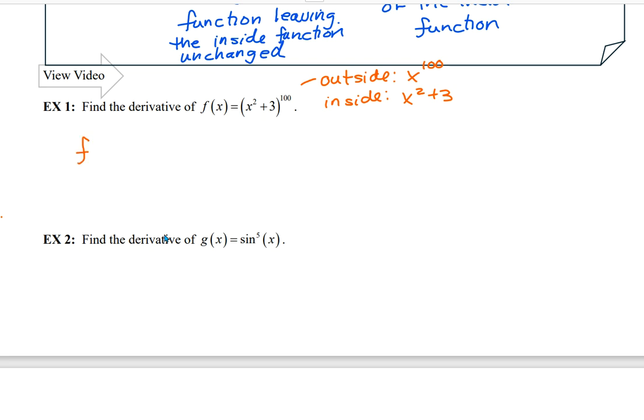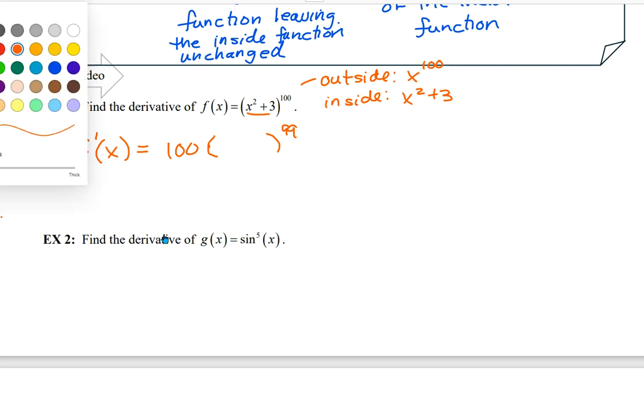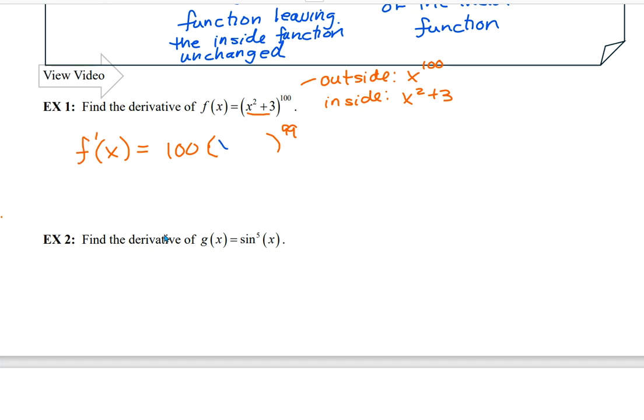So hopefully that's easy to see. When we go through and take the derivative, we're going to denote f prime of x is equal to. We take the derivative of this outside function, and since it's a power function, we bring that power 100 in front as a constant multiplier, times a big parenthesis, big enough to fit this inside function, and then we subtract 1 from the power, making it 99. So what you see currently is the derivative of the outside function, and I'll change the color and put the inside function as x squared plus 3 so you can see that easily.